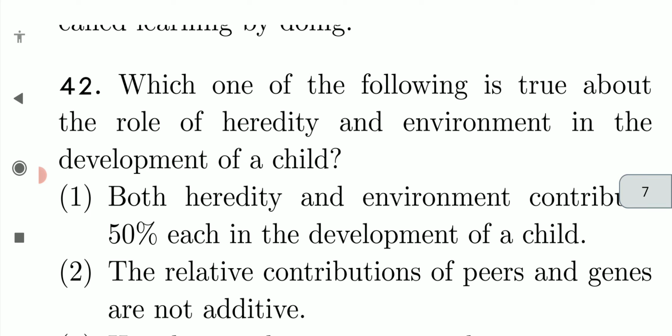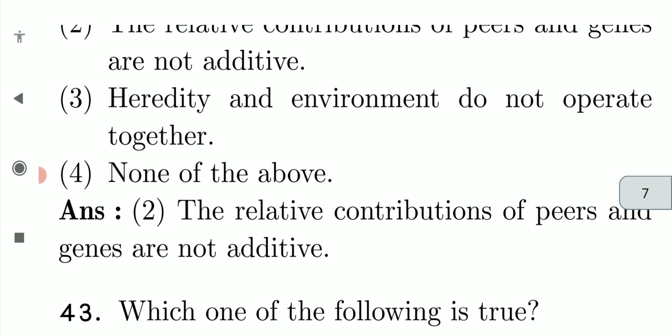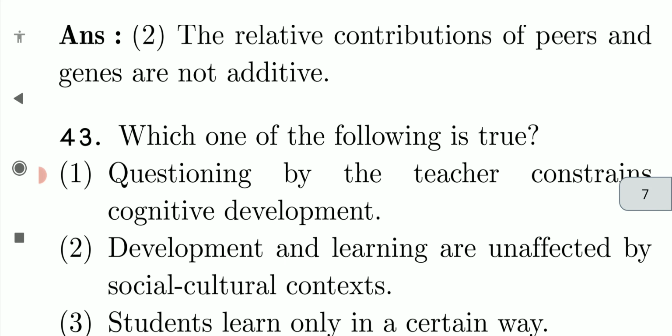In the development of the child, the relative contributions of peers and genes are not additive. We can't say genetics takes 50 percent and environment takes 50 percent. It's like a relative contribution. Peers and genes are not additive. They are asking which one of the following is true.